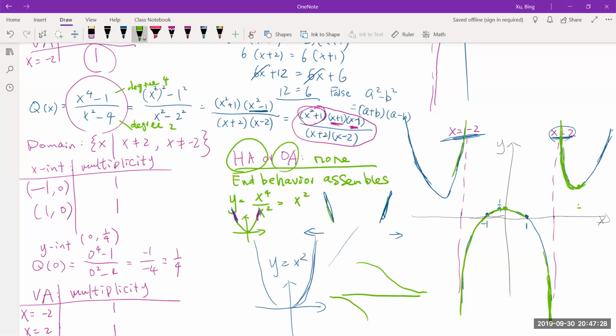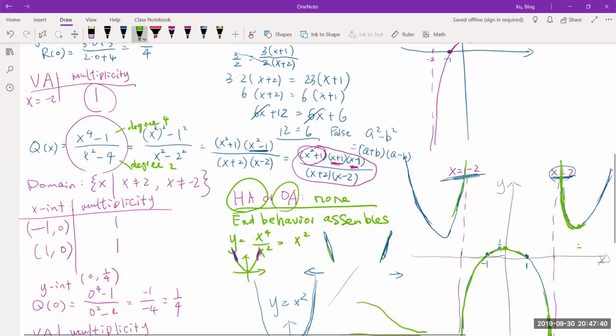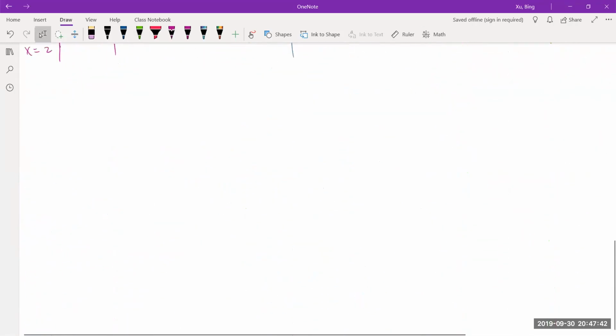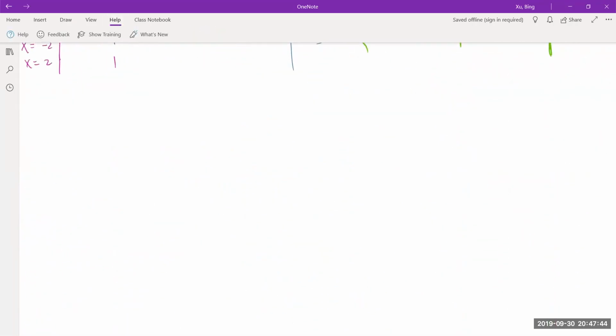Okay. Moving on to the next problem. Any questions on this problem before I move on? Nope. Okay. So next problem. Okay, let's look at this equation. Which one is it? I did number 14, number 15.